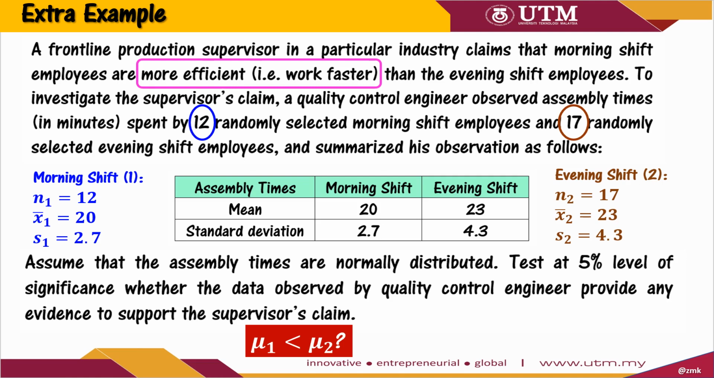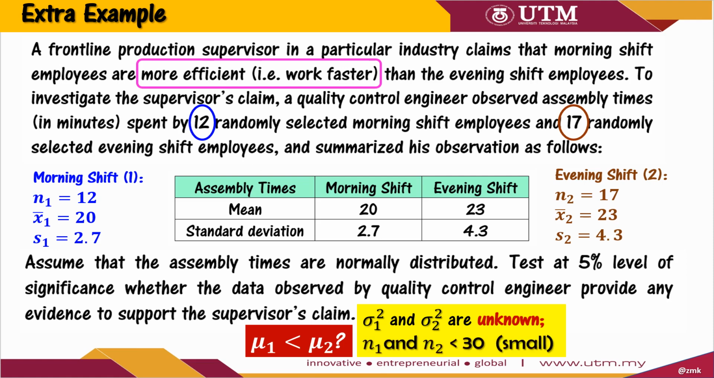Therefore, we need to identify which case we should use here. I always begin with the population variances. Do we know the values of these population variances, sigma 1 squared and sigma 2 squared, or population standard deviations, sigma 1 and sigma 2? Not mentioned anywhere in the question, right? So, the population variances are unknown. Next, look at the sample sizes. Yes, both sample sizes are small. So, we have to use case 3, which involves a t-test statistic.